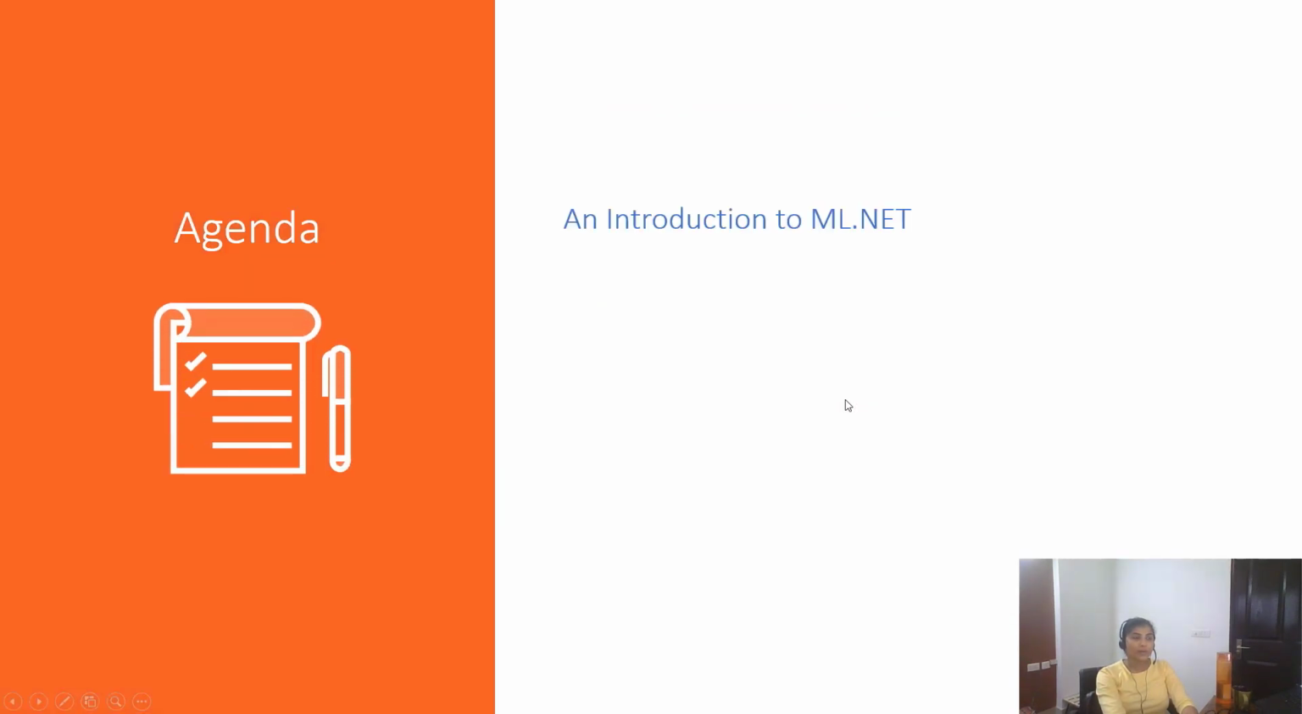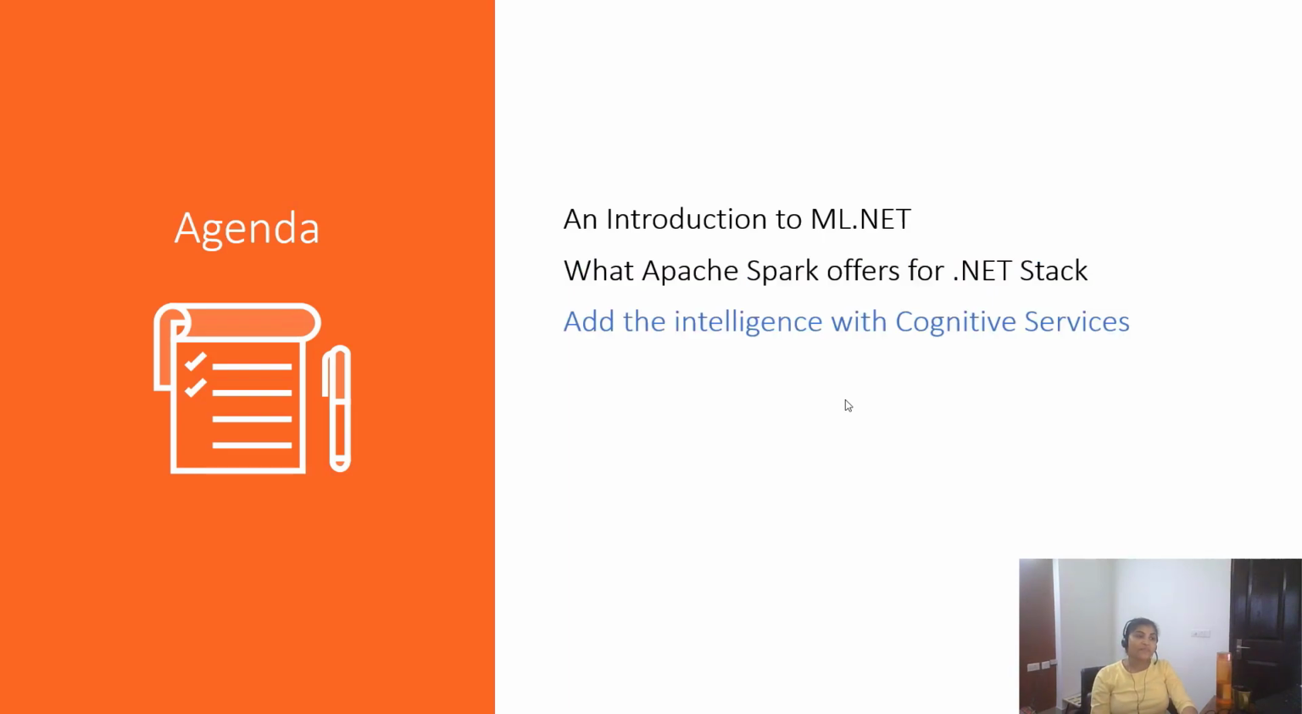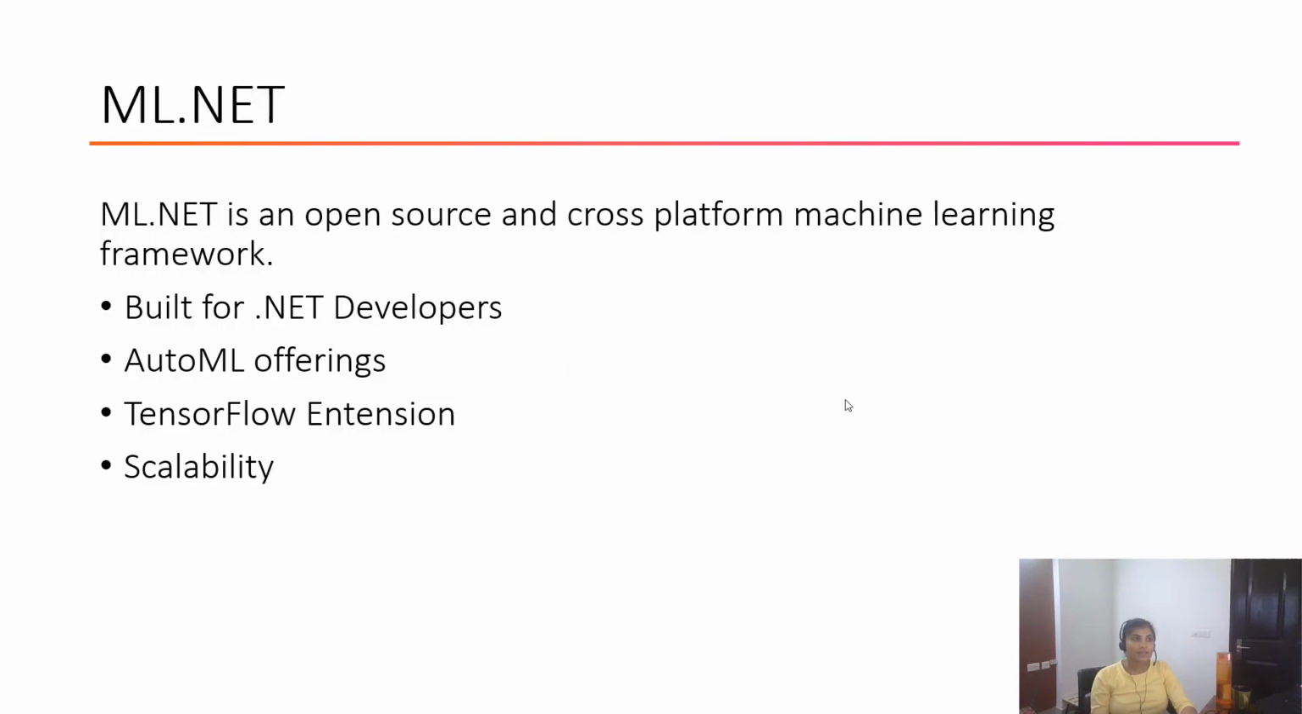So this is what we are going to cover today. We'll be talking about an introduction to ML.NET, what Apache Spark offers for the .NET stack in supporting the ML.NET framework. Then we'll talk about how to add intelligence with the cognitive services landscape, and we'll see some concepts around Azure ML. So let's get started. What is machine learning .NET?